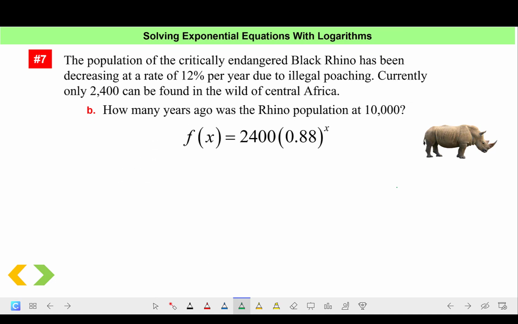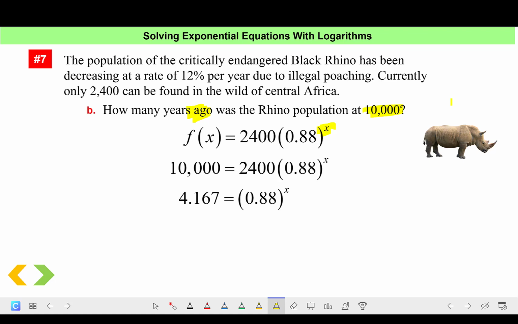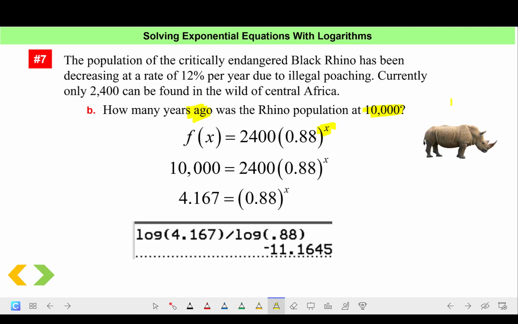But this last one, how many years ago? Okay, so again, we're solving for this x, and this is the output of our function. And now we're solving for x. Again, nothing new. Divide by 2400, take the log of both sides, and we get here. Of course, that means 11.2 years ago.